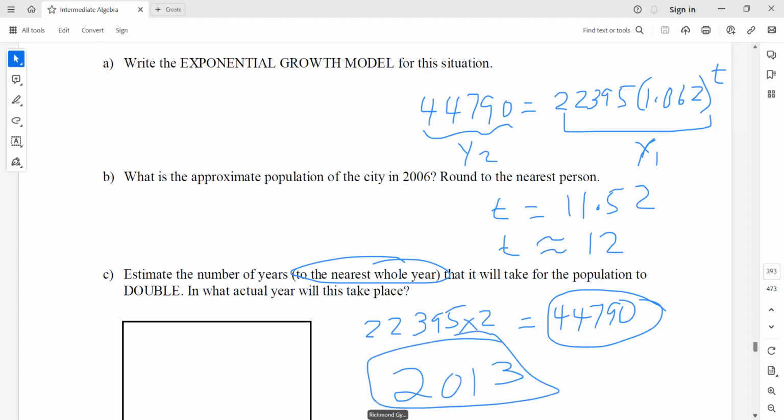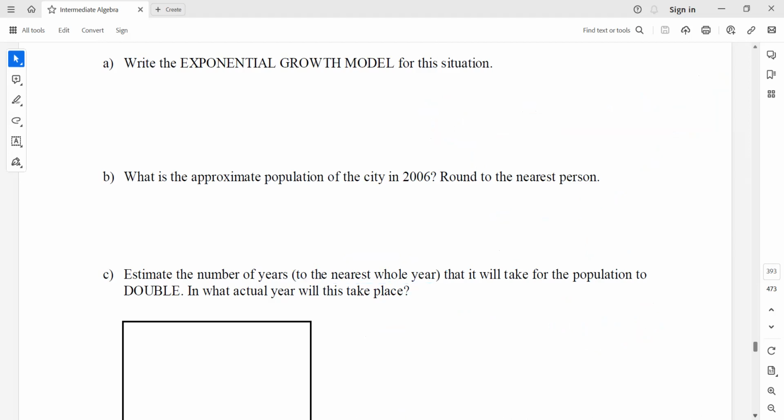And then draw the graph in the book. If you're struggling, go to the video. Please go to the video.